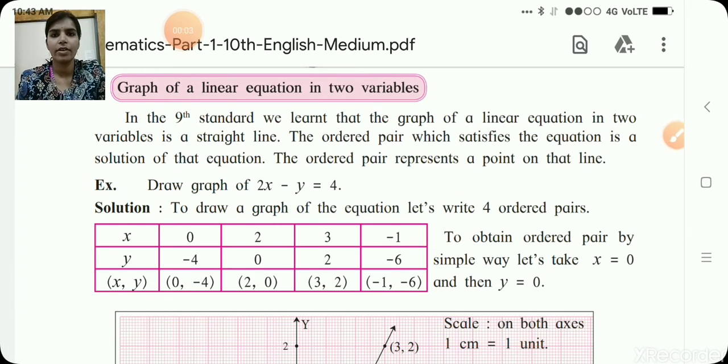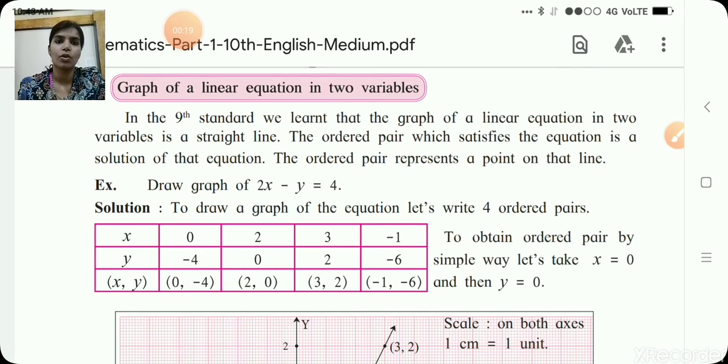तुम लोगों ने फर्स्ट एक्सरसाइज सॉल्व की होगी, तो हम लोग हमारे नेक्स्ट टॉपिक की ओर जाते हैं। Our next topic is how to draw the graphs of a linear equation. That means you want to solve the linear equation with the help of the graphs.